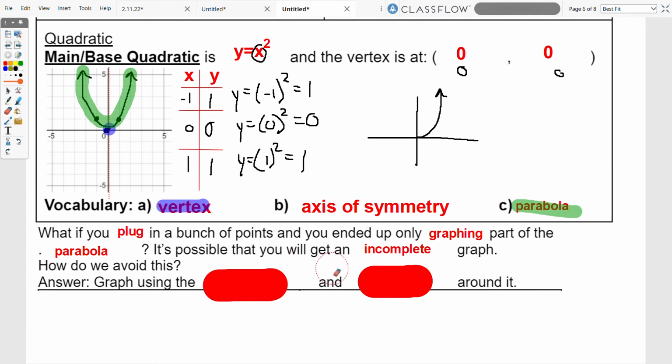And so the way that we do this is we're always going to find the vertex first, and then we're just going to plot 2 points around it. Okay, so once again, we're always going to get that vertex first. We need to know where the vertex is, and then we just plug in points around it. And so let's graph a couple.